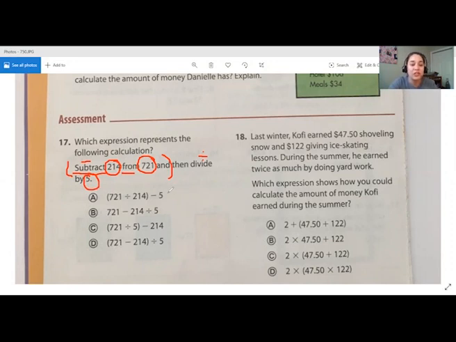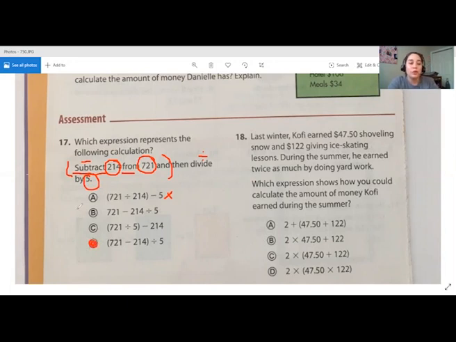We don't want the division in the parentheses. Okay, so subtract 214 from 721. 214 from 721. This one looks good. And then divide by 5. So outside of the parentheses, what we'd be doing second is dividing by 5. So D is our best. Okay, try to bubble that in nice.